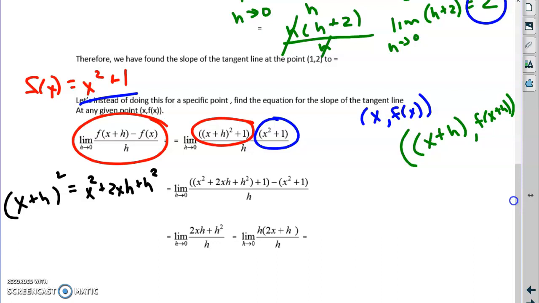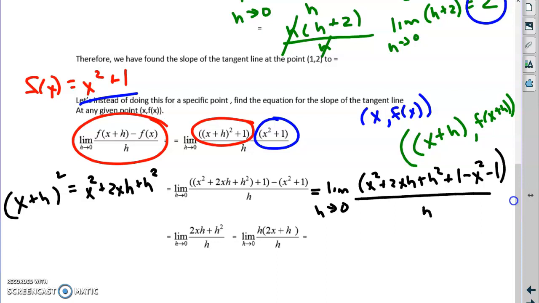Now if we distribute through the negative, I'm going to show you something that should look familiar from the unit review we did, and I said something about functions day that we would use it later on. x squared plus 2xh plus h squared plus 1, distribute through the negative, minus x squared minus 1 all over h. What happens? x squared minus x squared, 1 minus 1. Now I remember doing that. Leaves me with 2xh plus h squared all over h. Have to get rid of the h first, pull it out, they cancel.